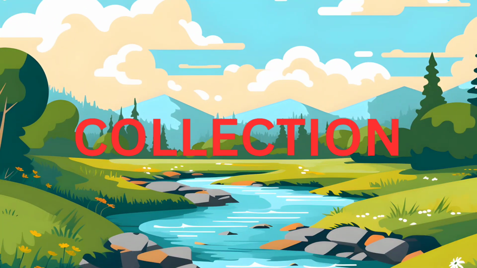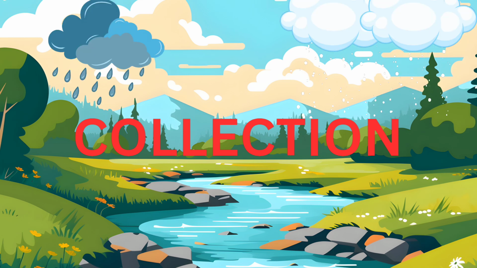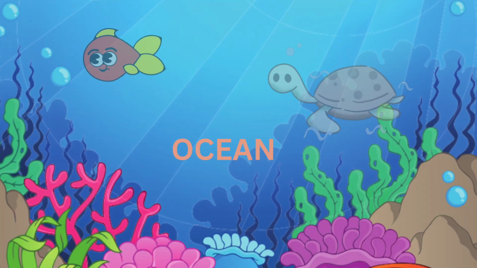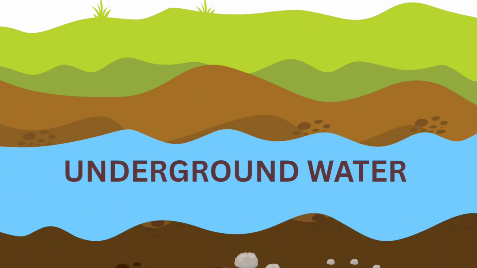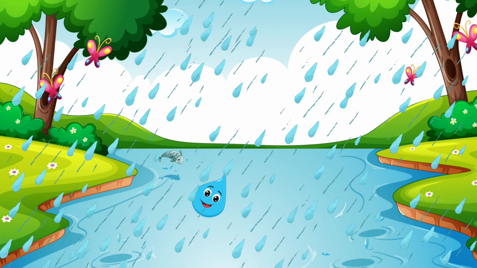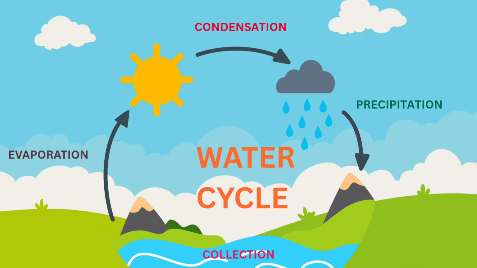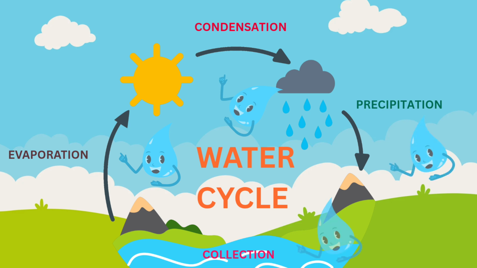Collection is when water that falls from the sky, as rain, snow, etc., gathers in different places like rivers, lakes, oceans, or even underground after falling. "I'm back in the water, ready for another adventure. I'll keep going round and round in the water cycle. I go from evaporation to condensation to precipitation to collection and back to evaporation, and the water cycle repeats again and again and never stops."